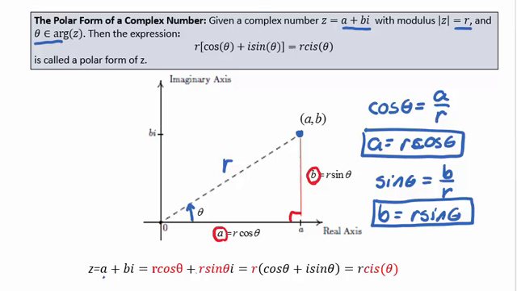So that by substituting in for a and b, we have r cosine theta plus i r sine theta. And since each of these terms have a common factor of r, we'll pull the r out to get the familiar form r times cosine theta plus i sine theta. This is sometimes abbreviated as just r cis theta. Let's look at some examples.